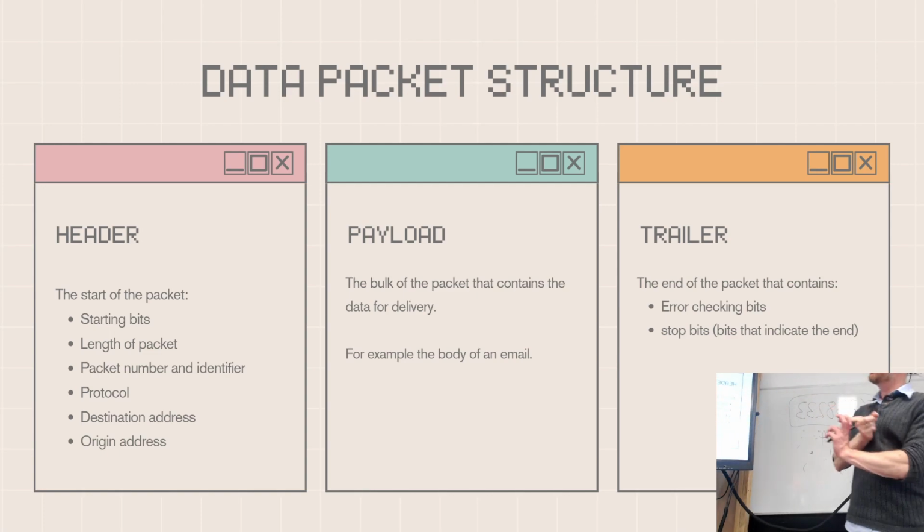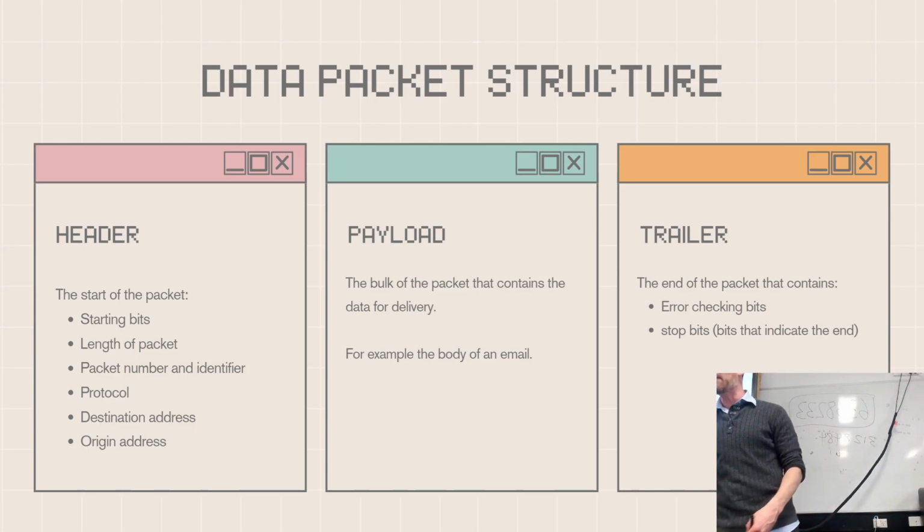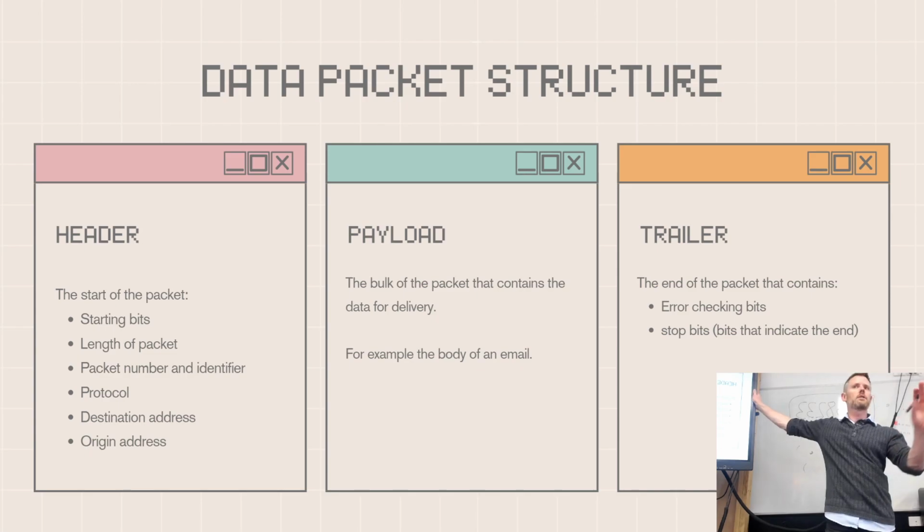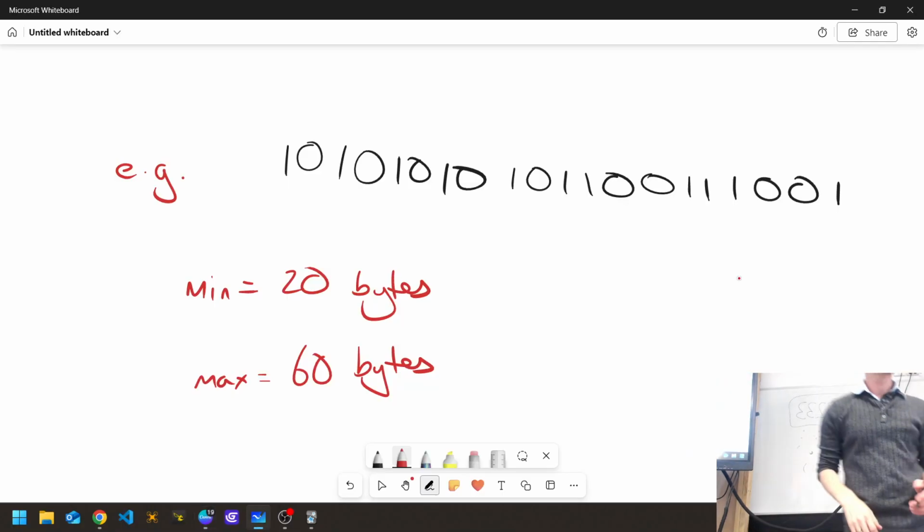And the trailer is pretty straightforward. We've got some error checking bits to make sure if any 1s and 0s got corrupted along the way, that we can detect if that happened. If it got corrupted, we drop it and we ask for another one. Okay, and then we've got stop bits. The same thing as the start bits, a little bit of a pattern to say, this is the end of my message. How's that so far? Very generic, isn't it? What about something specific?